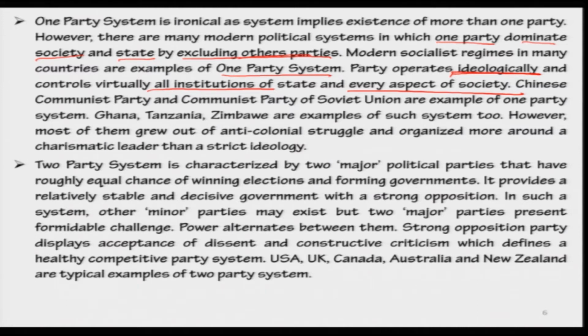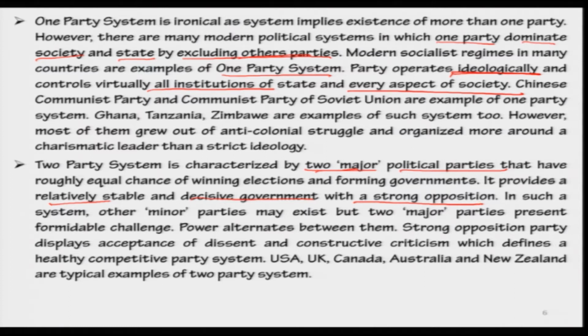Now, the two party system is characterized by, as the name suggests, two major political parties that have roughly equal chance of winning elections and forming governments. In comparison to other party systems, the government is relatively more stable in a two party system where both the parties have equal chance of winning the election, and it therefore provides a relatively stable and decisive government, and the government is constantly held accountable by a strong opposition party.